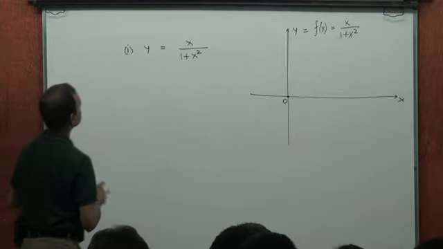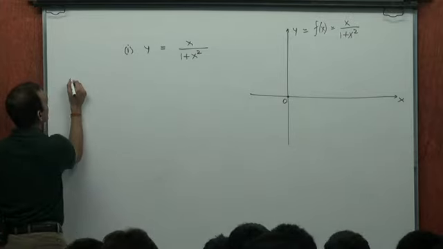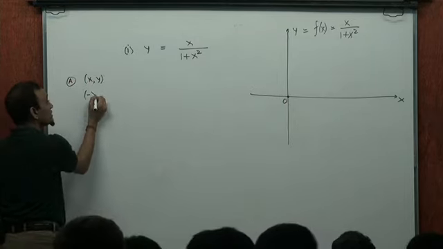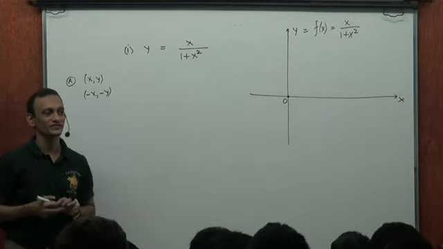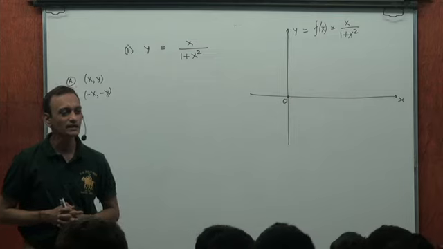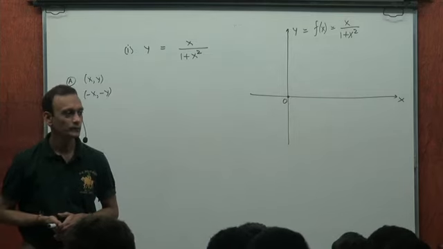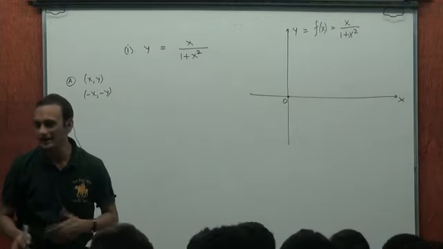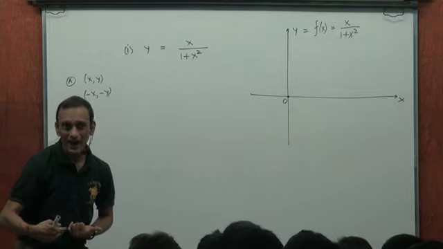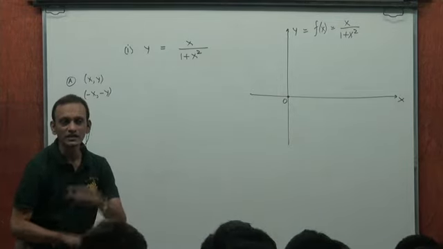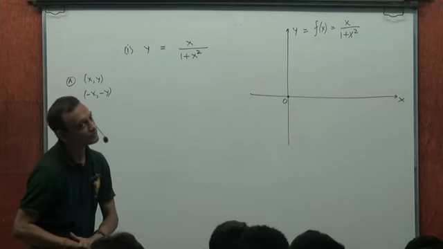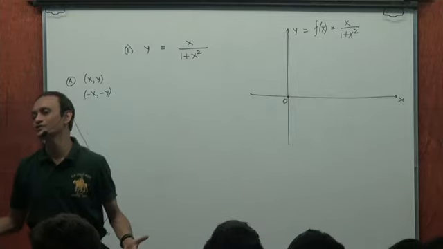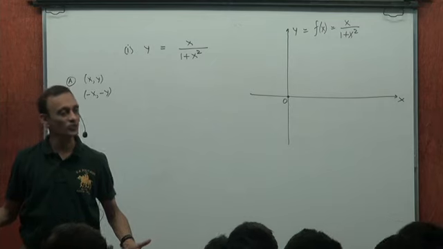Also notice that if (x, y) is a point on the graph, then (minus x, minus y) will also be a point on the graph of this function. Do you see that? Replace x by minus x, y will become minus y. Therefore, it will be symmetric about the origin and opposite quadrants.